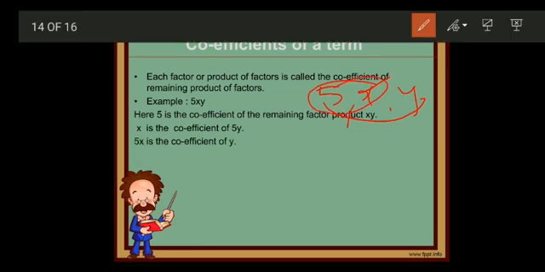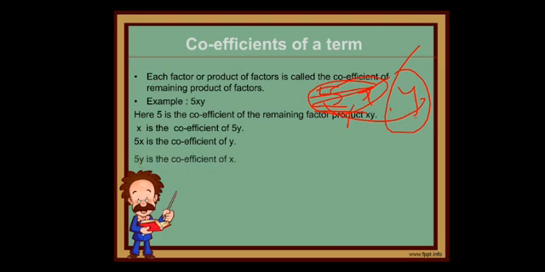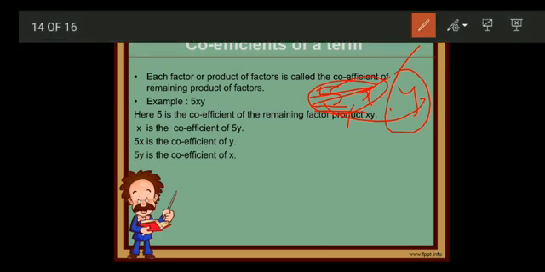When you take 5x, then the remaining will be y. So 5x is the coefficient of y. And 5y is the coefficient of x. So we have 5xy. Right. When you take 5y, the remaining is x. So 5y is the coefficient of x.